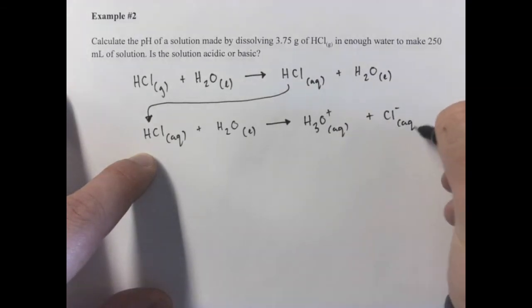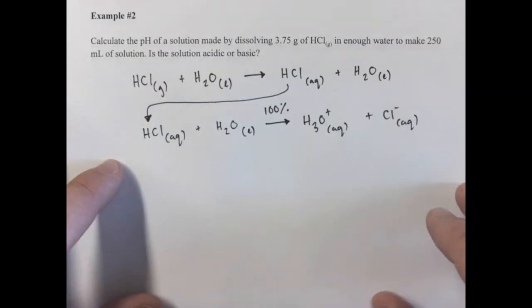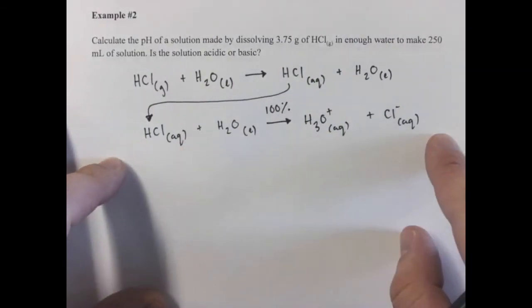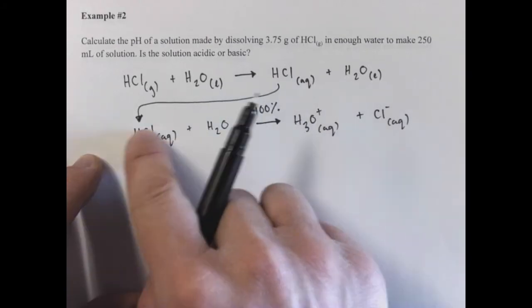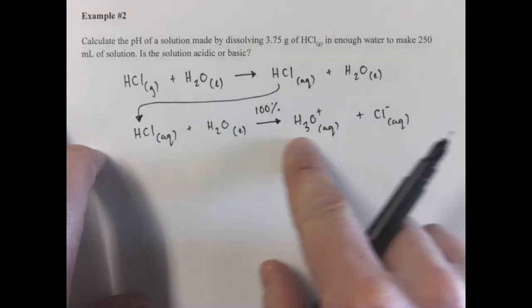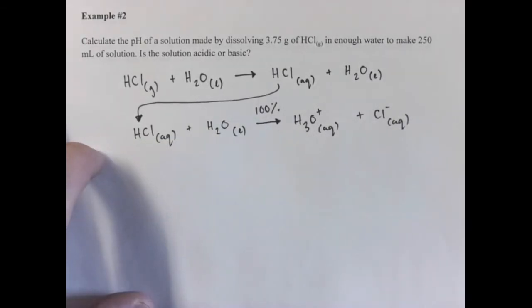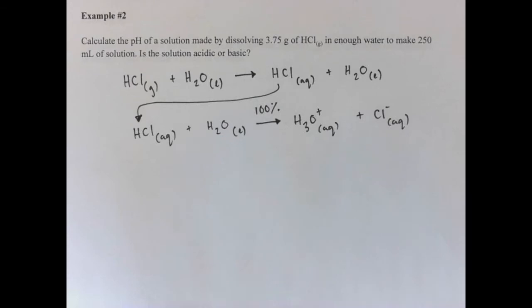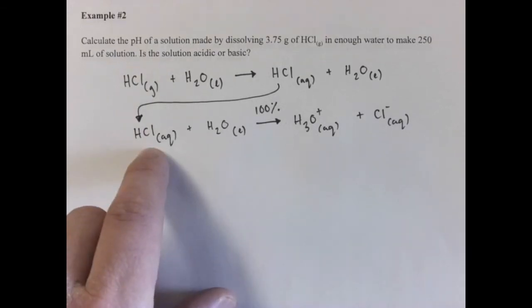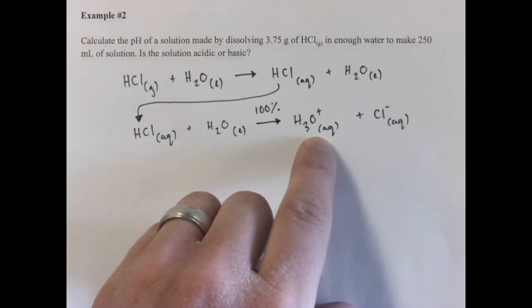And hydrochloric acid is a strong acid, so that means we can assume it goes to completion. This reaction goes to completion. So we consume all of these hydrochloric acid molecules, and they all give away that hydrogen to water to give us hydronium ions. So what this allows us to do when we calculate pH is to take whatever amount I have of hydrochloric acid and convert it straight into hydronium ions.